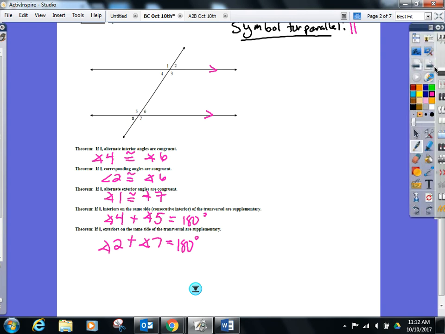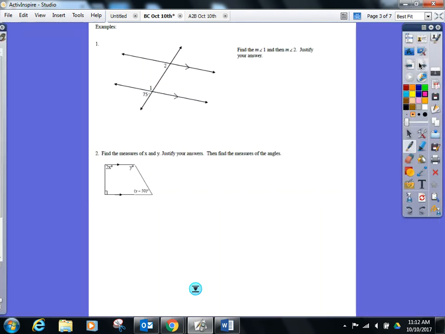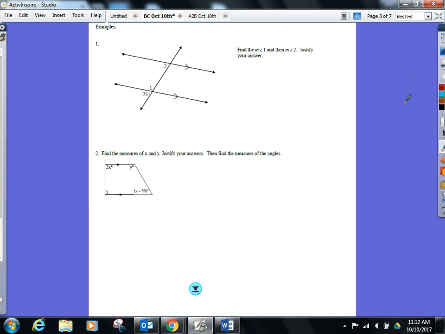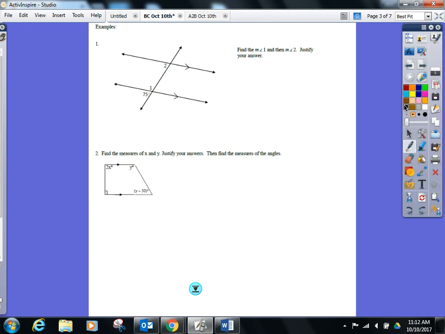All right, let's start applying this. Let's get through it now. You don't have any homework. Find angles 1 and 2. We're not doing any proofs today, but justify your answer. You can start anywhere. You can start with angle 1 or you can start with angle 2. I do not care.